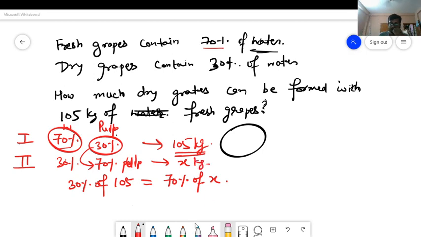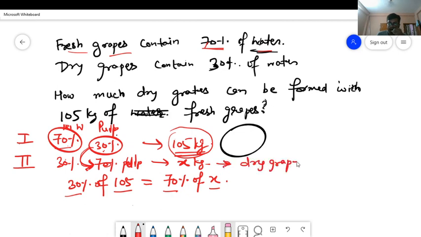Clear till here? No? See, it has been given that 70% of water is present in fresh grapes, right? And we have been given that 105 kg of fresh grapes are present. So the rest percent will be pulp. We can say that the pulp will remain the same because pulp does not evaporate, right? Pulp doesn't evaporate. So 30% of 105 will be 70% of X kg, which is the amount of dry grapes.